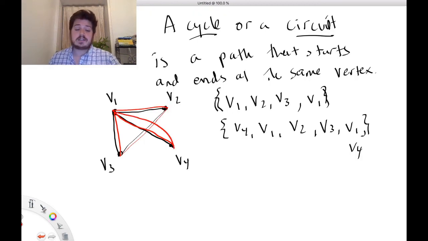It's okay to repeat an edge. That's because in a path it's okay to do that. We'll talk about when it's not okay to do that, but for a cycle, it's okay to repeat an edge. That's all a cycle is.